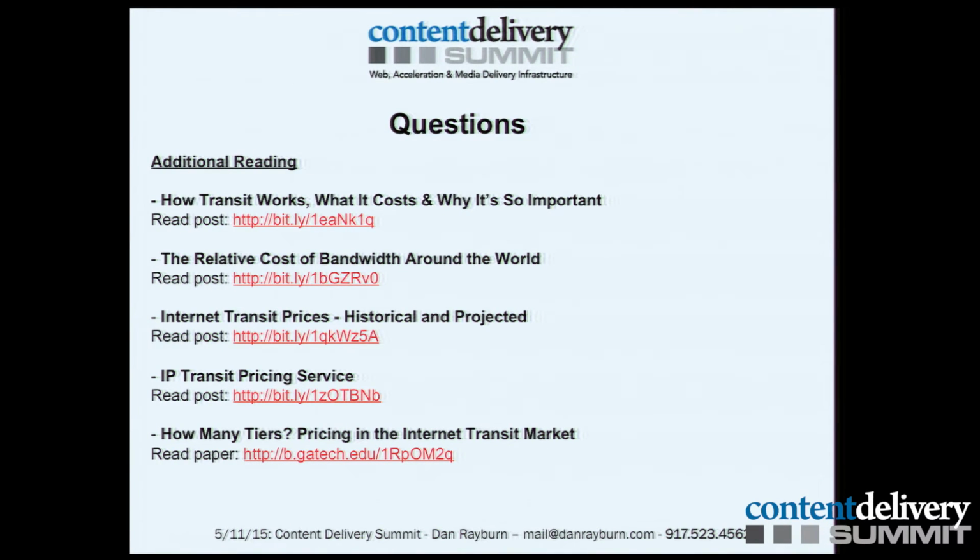It talks about how networks connect to one another, why without transit the internet wouldn't exist, how transit actually works from a technical standpoint, and then I list out transit providers and pricing as well.